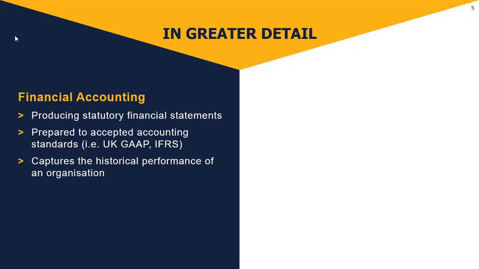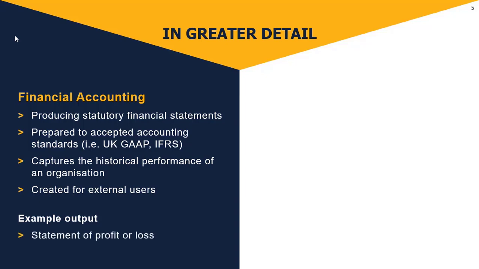Financial accounting captures historic performance of the company over a period of time, created for external users, and an example of some of the output, some of the content of a set of financial accounts, will be a statement of profit and loss that we will look at in terms of detail of format in a few slides' time.